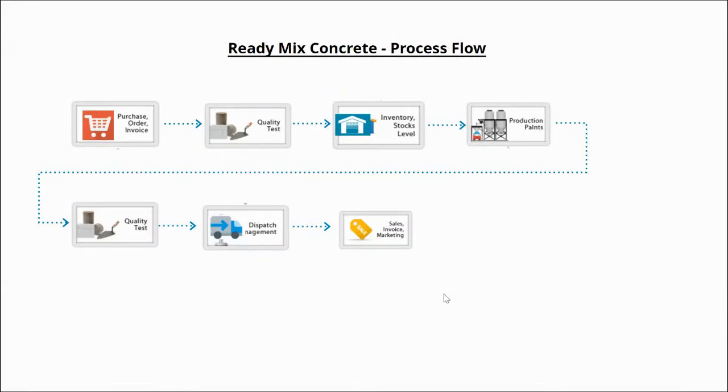Once everything is okay and it passes the quality verification, it will go for the dispatch, and finally the invoice will be created for the customer. If one of the quality tests fails, then we cannot raise an invoice to the customer since it is lagging in the quality. Right. So it is a complete process flow that is being followed in the ready-mix concrete company. So we've built a solution based on this.